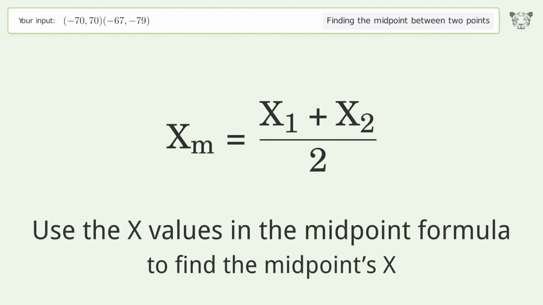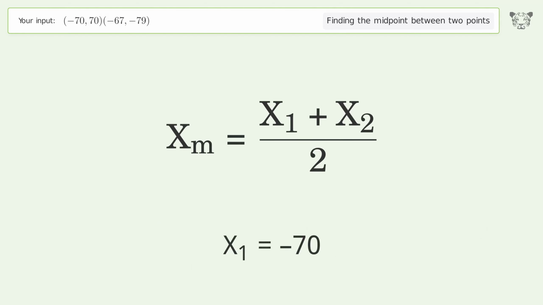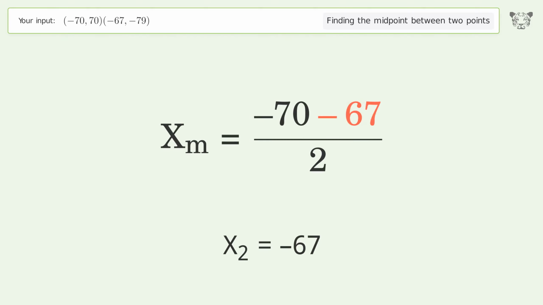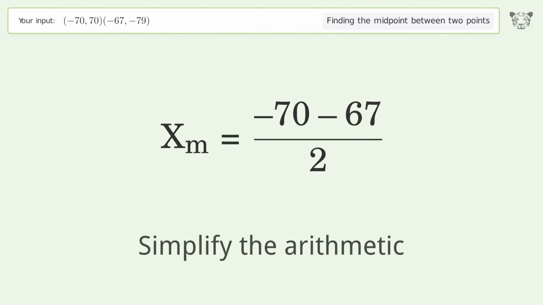Use the x values in the midpoint formula to find the midpoint's x. x1 equals -70. x2 equals -67. Simplify the arithmetic.